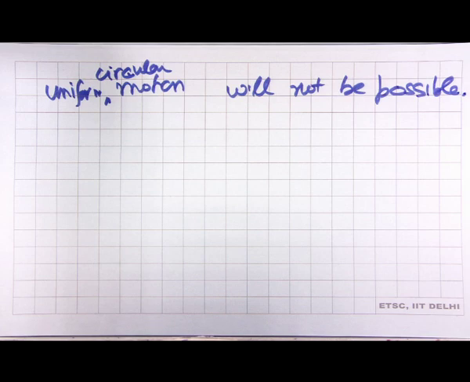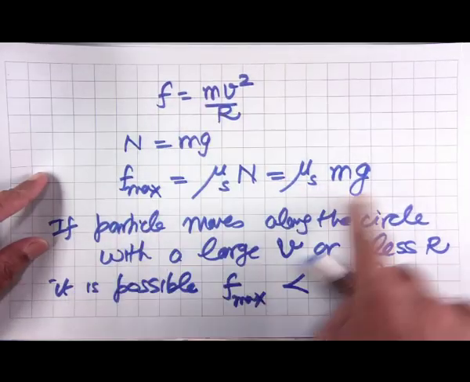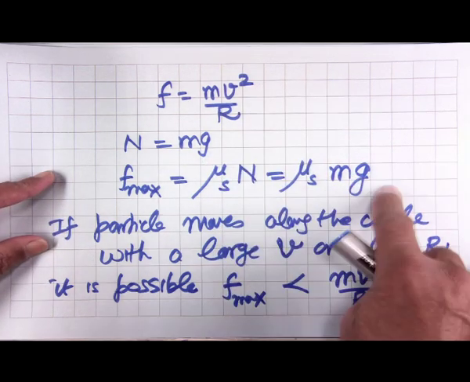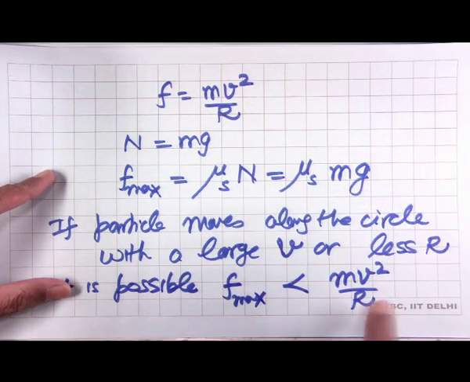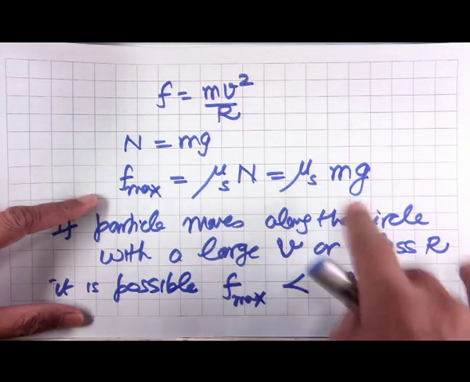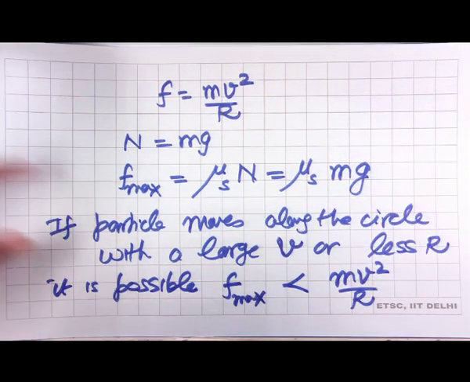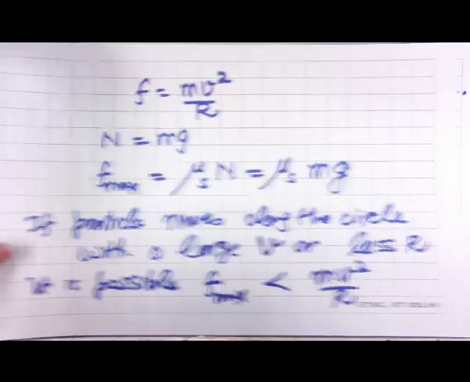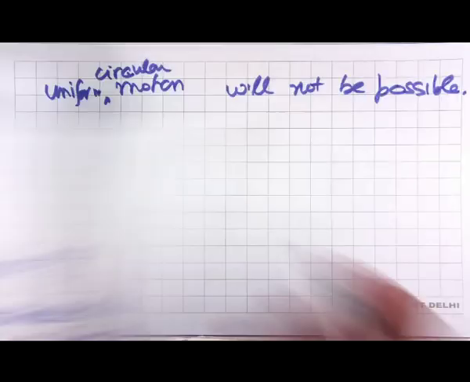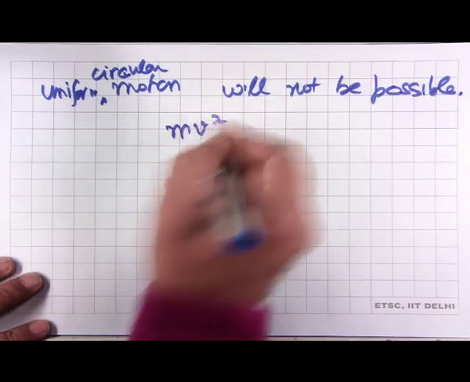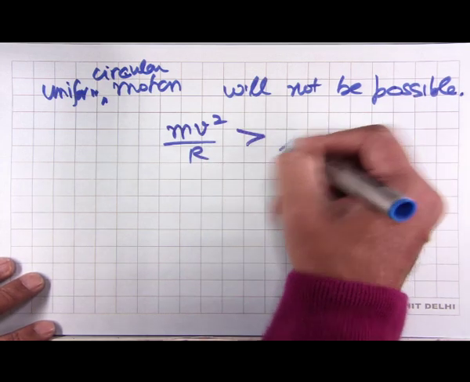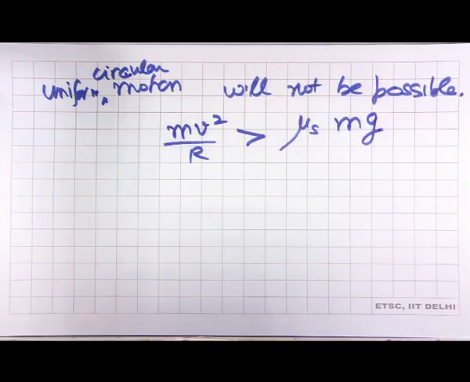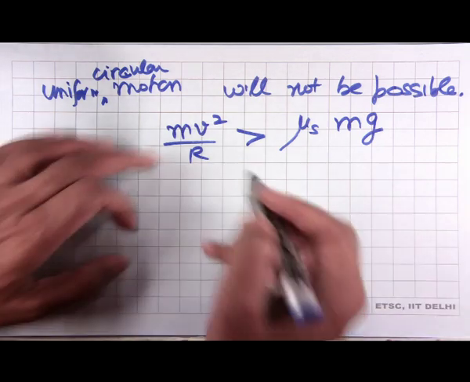Why will it not be possible? Because friction can have a maximum value of mu s times mg, but the V is so high that mv square by r has exceeded the value of mu s mg. So, mv square upon r has to be greater than mu s times mg, and if that happens, then the body will start to move out.